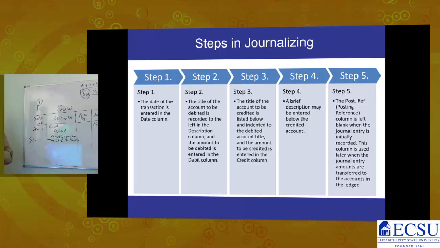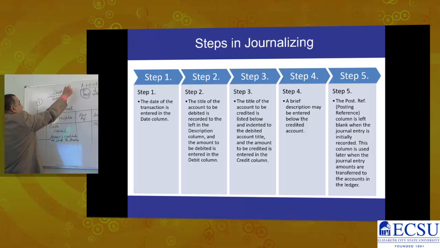Then step number five: the posting reference column is left blank for now because I don't yet know where I'm going to take this cash account. Remember, we talked about the chart of accounts. That is where it comes into play. Cash is an asset, so I might open a cash account somewhere and transfer that 10,000.